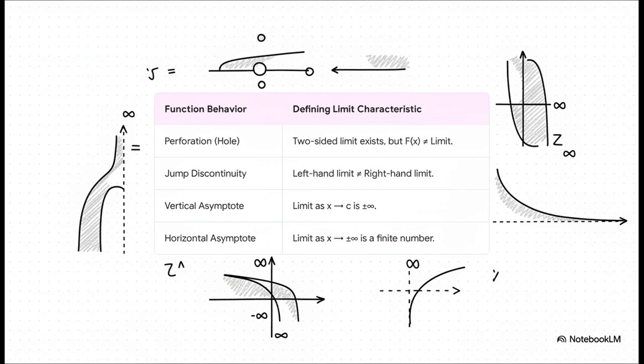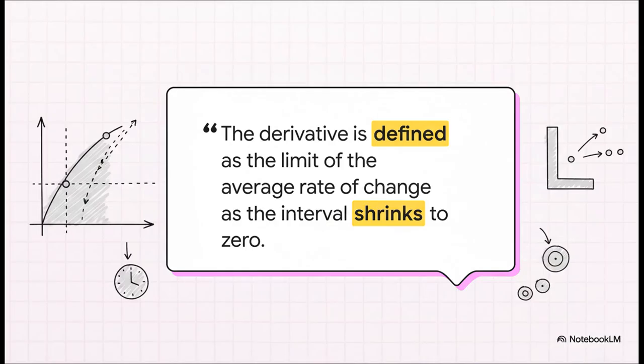A hole? That's just when the limit exists, but the actual point doesn't match up. A jump? That's when the left and right limits disagree. An asymptote? That's just a limit that's heading towards infinity. It's this beautifully complete system for describing exactly how functions behave. But here it is, the ultimate punchline, the central tool of all of calculus, the derivative.